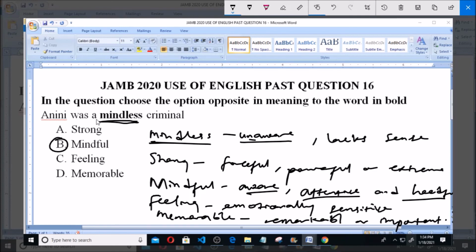So saying Anini was a mindful criminal, that means he was aware of everything that was happening around him. But the question says Anini was a mindless criminal, meaning he wasn't aware of the things happening around him, although being a criminal. So the correct answer to this question, which is the opposite of the word mindless as used in this sentence, is mindful.